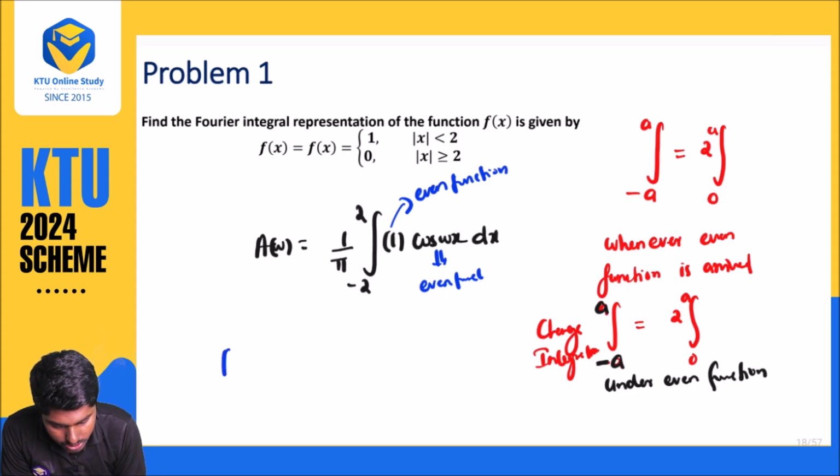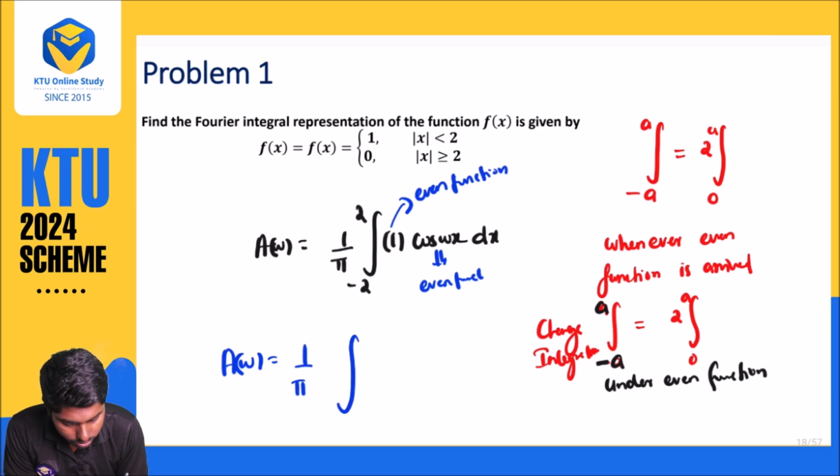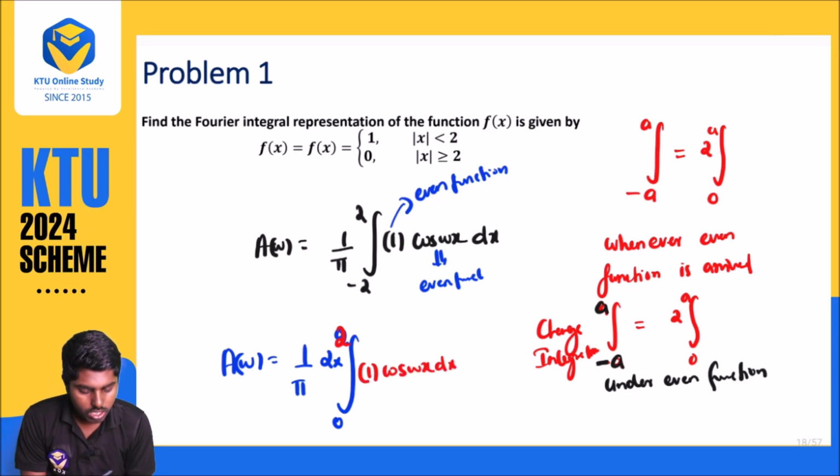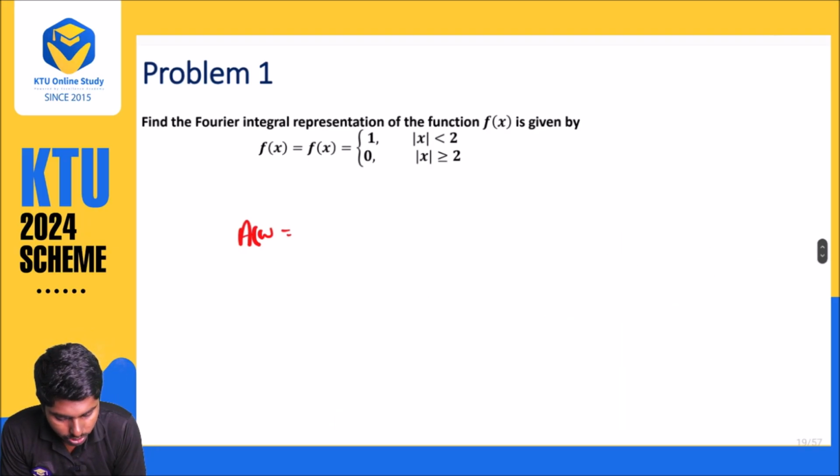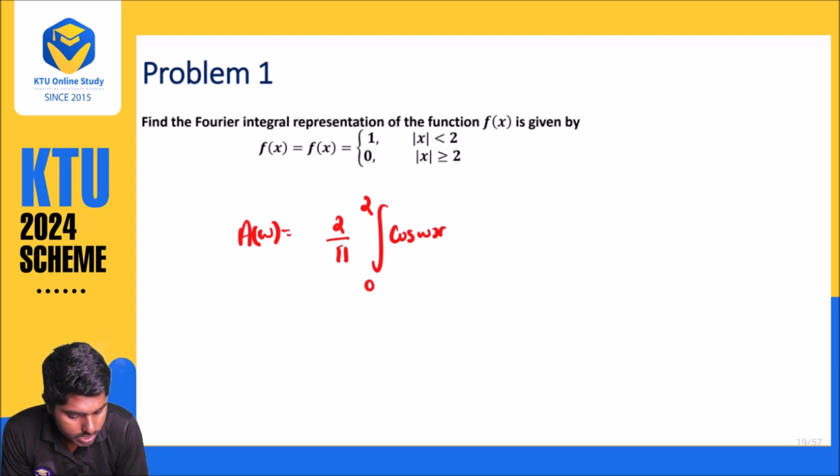So this a omega will be converted into 1 by pi into 2 into 0 to a, since it is an even function. A is 2. Here 2 into 1 into cos omega x dx. So this is how it is converted. So a omega is equal to 2 by pi integral 0 to 2 of cos omega x dx.